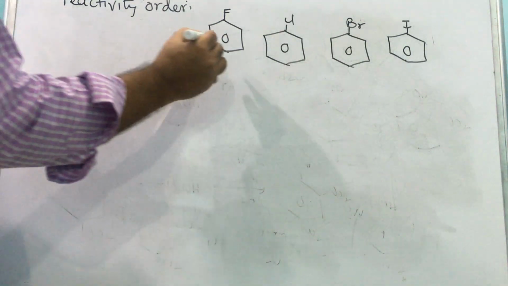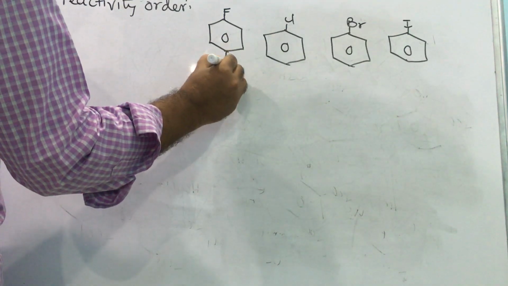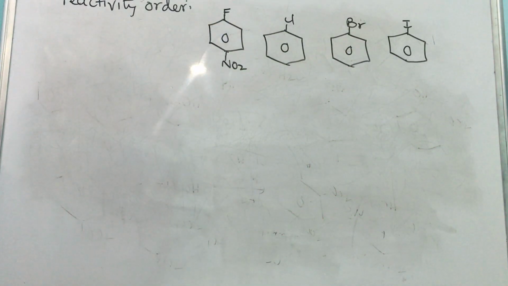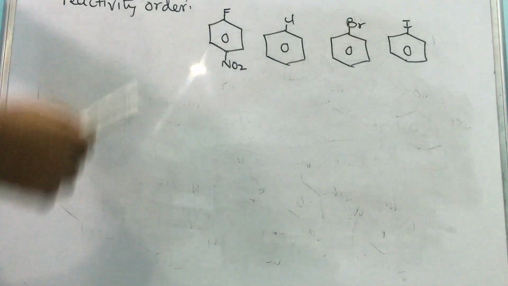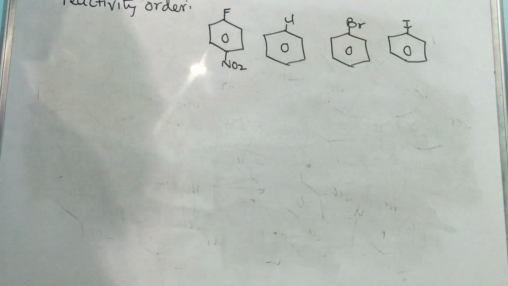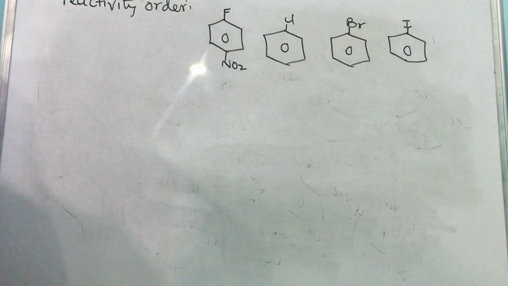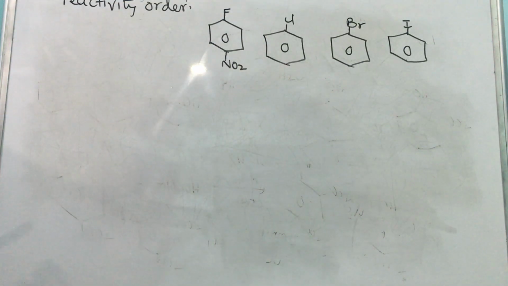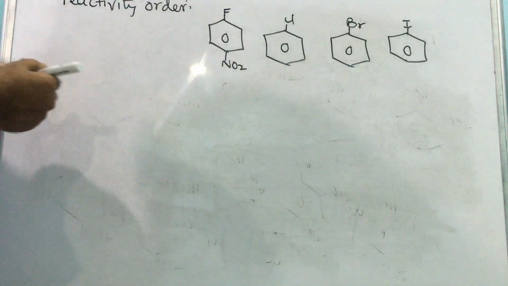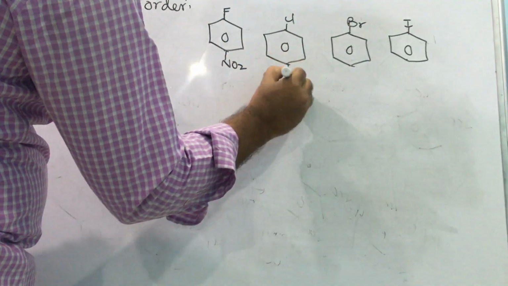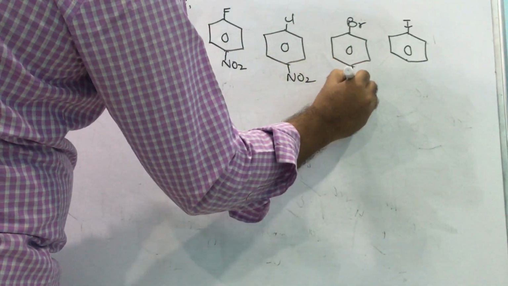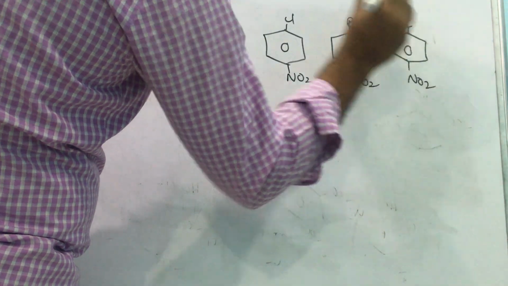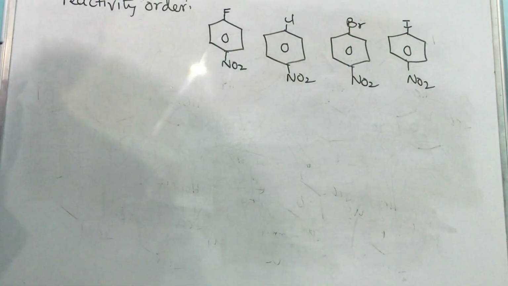That's why at least one electron withdrawing group is needed. Now the question for the students: how many electron withdrawing groups are required for this nucleophilic substitution reaction on benzene? At least one electron withdrawing group is required. More than one is also possible, which gives better reactivity for nucleophilic substitution. That's why I am writing the NO2 group on all the fluoro, chloro, bromo, and iodobenzene. Now these are the reactants.